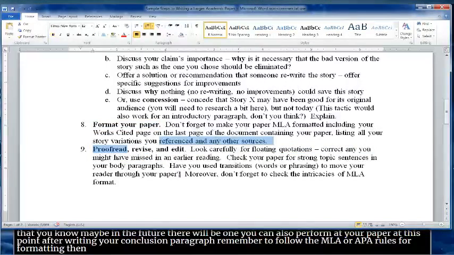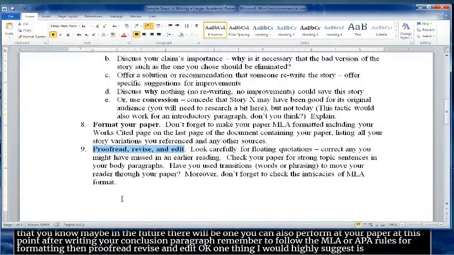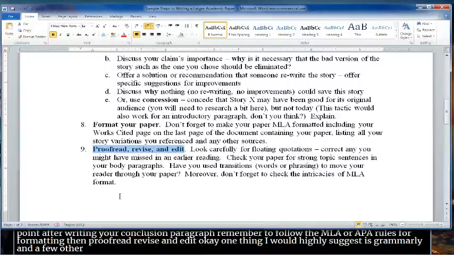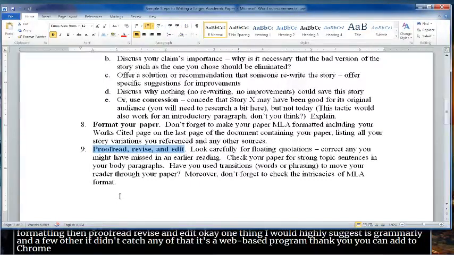Then proofread, revise, and edit. Okay? One thing I would highly suggest is Grammarly. Yeah, it came up right. So Grammarly is a web-based program that you can add to Chrome and a few others, and it will check your spelling and grammar there.